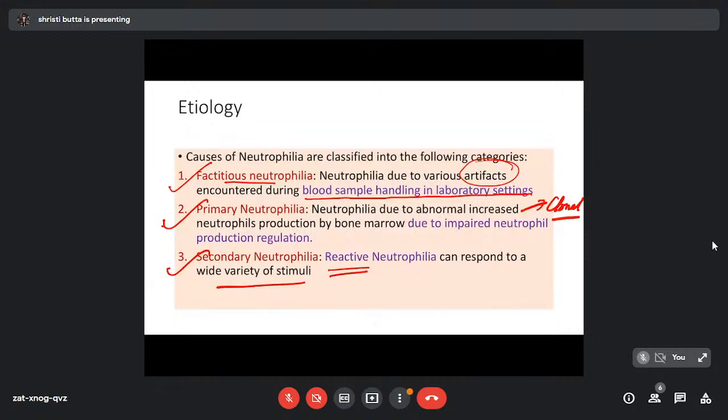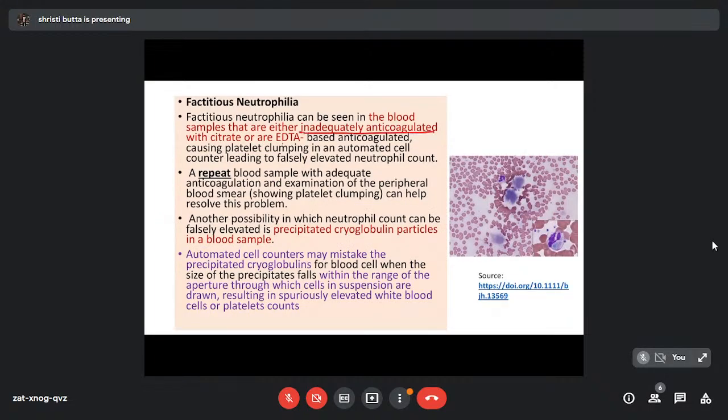Now coming to factitious neutrophilias. Factitious neutrophilia can be seen in blood samples that are inadequately anticoagulated with citrate or EDTA-based anticoagulants. That results in what is referred to as platelet clumping, and this platelet clumping results in the automated cell counter leading to a falsely elevated neutrophil count. A repeat blood sample, however, followed by examination of the peripheral blood smear, can help resolve this issue.